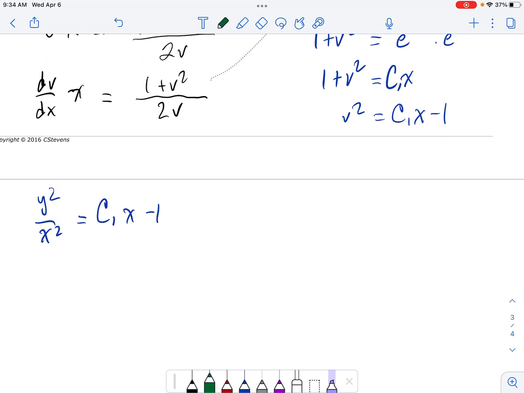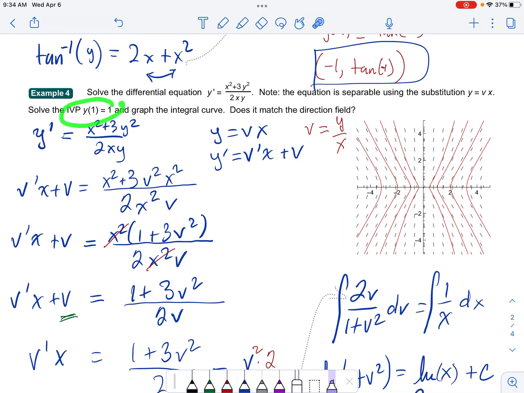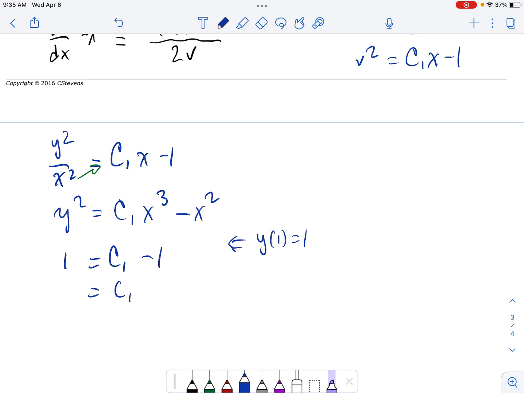Cross multiply by x squared. That's going to leave me with y squared equals c1x cubed minus x squared. At this point, let's solve for our constant c1, which I can see my initial condition is y of 1 is 1. So if I use y of 1 equal to 1, that will imply 1 squared is 1 equals c1. x is 1, so that's just c1 times 1 minus 1.